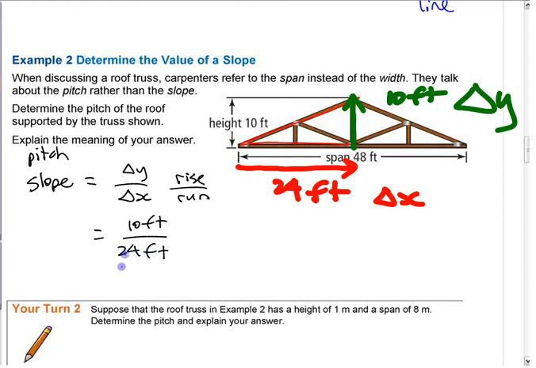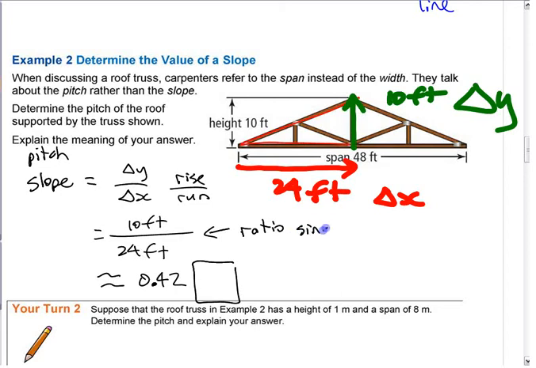What does that divide to? Anybody know? Can somebody divide that for me? Roughly 0.41? Okay, roughly 0.42. What would the units be here? If you're dividing feet divided by feet, what are the units? This is a ratio because it compares two things that have the same units, since the units are the same.